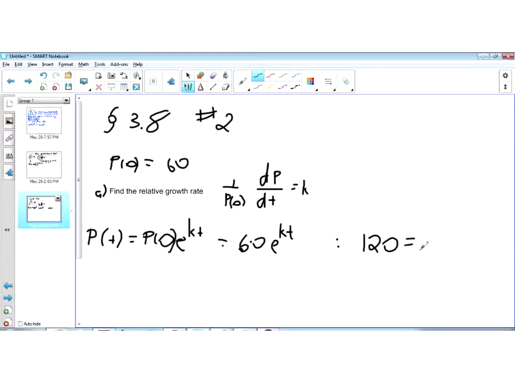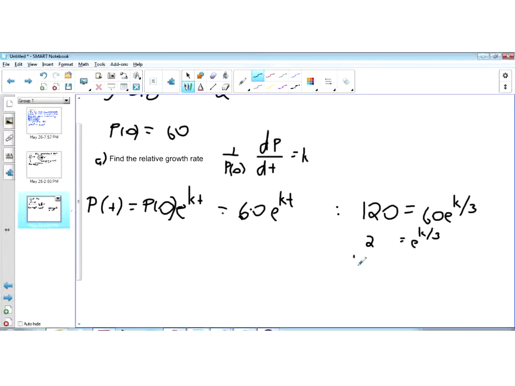So we have 120 is equal to 60 e to the k, and t in this case, if we convert minutes to hours, 20 minutes is 1/3 of an hour. We'll keep the problem in terms of hours. So the population doubles in 1/3 of an hour, and now we can solve for k using algebraic techniques. We have 2 is equal to e to the k over 3.